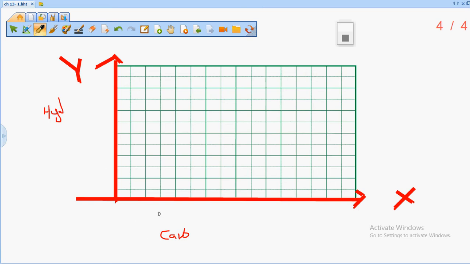Now on the x-axis I have to put the values of carbon, so start from 1, 2, 3, 4, 5, 6, 7, 8, 9. And on the y-axis we have to put the value of hydrogen, start from 4, I can go in each step 4, 8, 12, 16, 20, 24, 28, and 32.